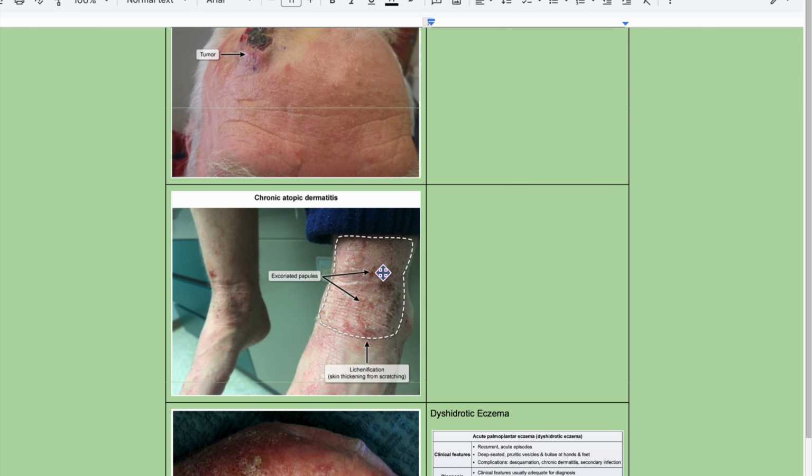Okay. Chronic atopic dermatitis. A lot of questions on these. Excoriated papules, lichenification, skin thickening from scratching.